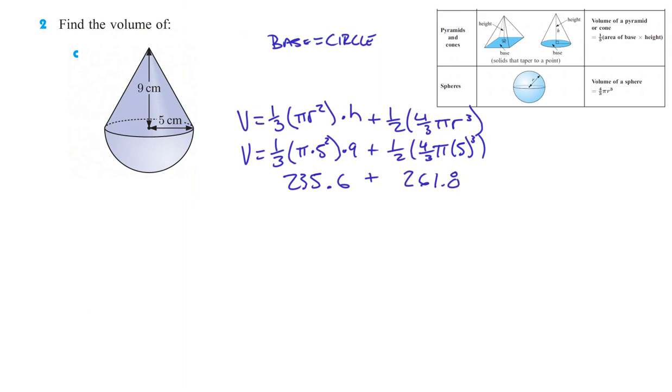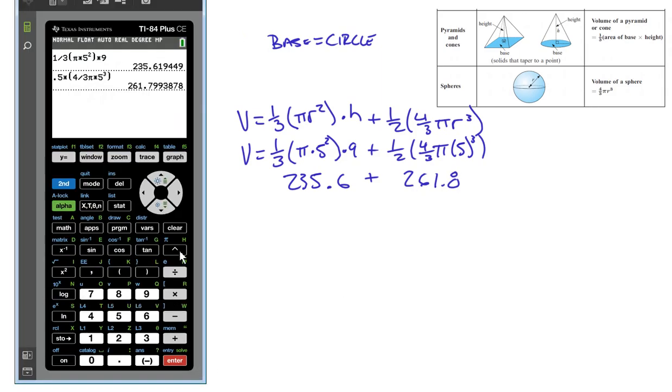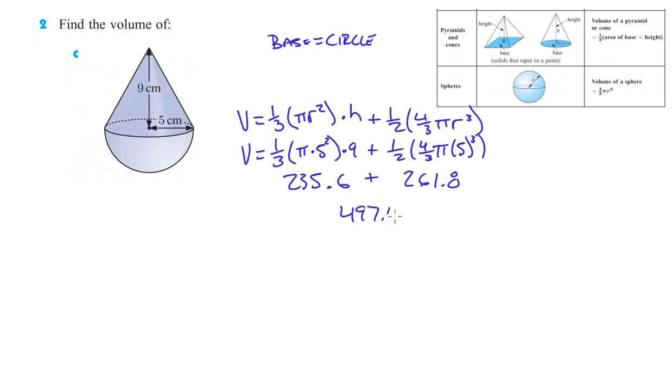Okay. So then we would simply want to add those two together. Take the 261.8 plus 235.6, and we get 497.4. And that's going to be centimeters cubed for the volume of that shape there.